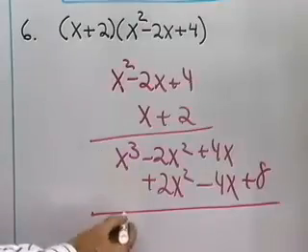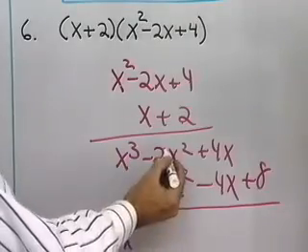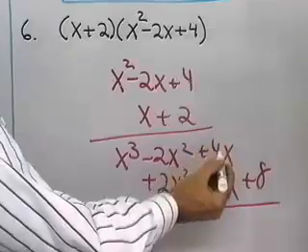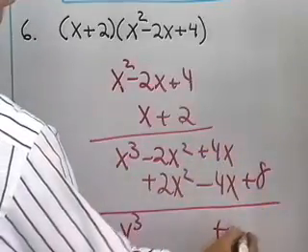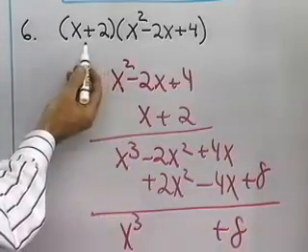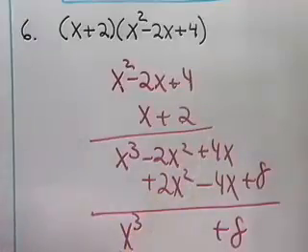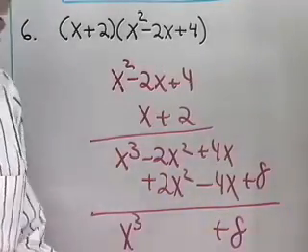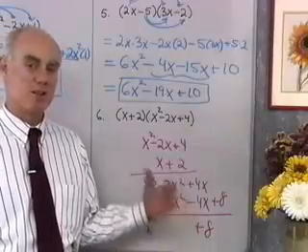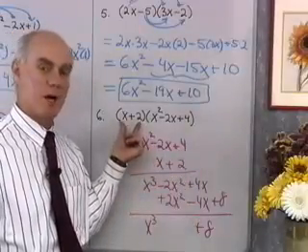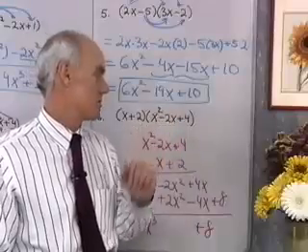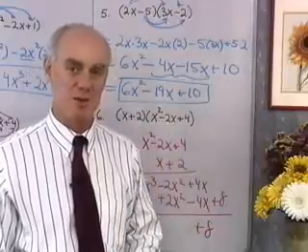Now I'll add in columns here similar terms, x cubed plus 0x squared plus 0x plus 8. So the answer here is x plus 2 times x squared minus 2x plus 4 is x cubed plus 8. This is the column method right here. It's just a way of organizing your work so that you multiply each of these terms times each of these terms right here. And that's multiplication with polynomials.